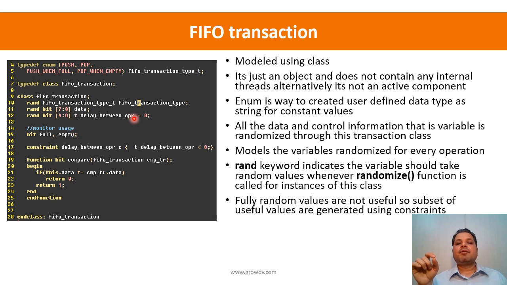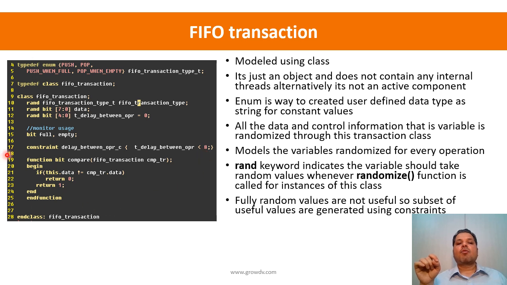And for the delay between the operations, we are putting a constraint, and what it will do is take a value less than 8. Although the delay is declared as 4 down to 0, so it could take up to 32, it's not going to take 32 because we have put a constraint over here. It is always going to take only a value less than 8, all right?